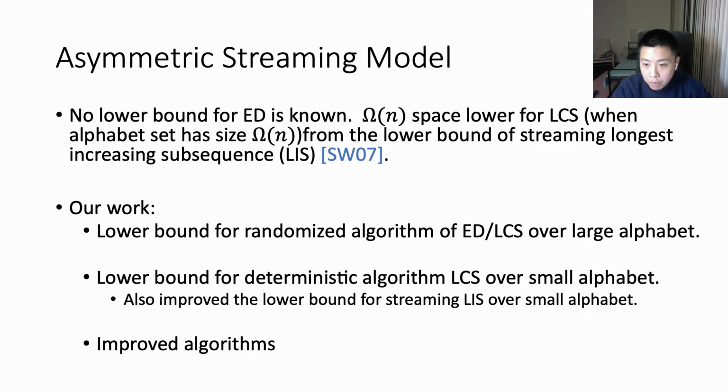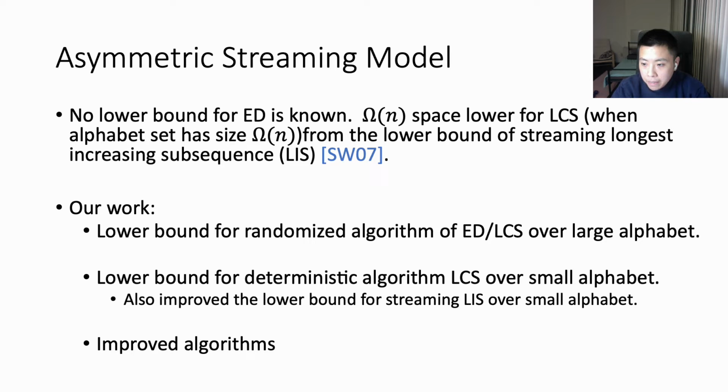Previously, no lower bound is known for edit distance in this model. For longest common subsequence over a large alphabet, there is an omega n space lower bound, from the lower bound for streaming longest increasing subsequence, which we will discuss later. In this work, we studied both space lower bounds and improved algorithms.